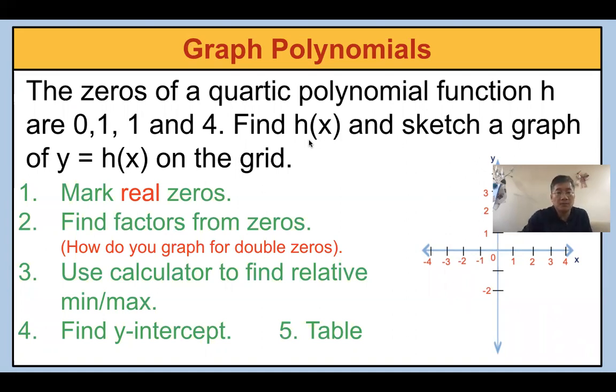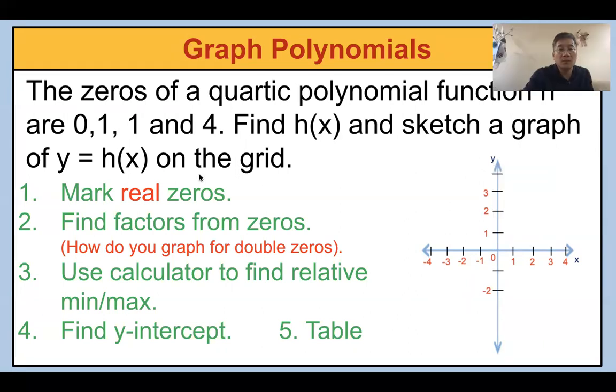First, what should we do? Because we already know the 4 zeros, we can mark the real zeros on the graph. Like this, 0, 1, but 1 twice, we call it a double zero. When we learned the quadratic equations, what did the double zero do? The graph touches and goes back again, right? If it is going down, it touches and goes up. If it is going up, it touches and goes back down like this. That was happening. And then 4 here.